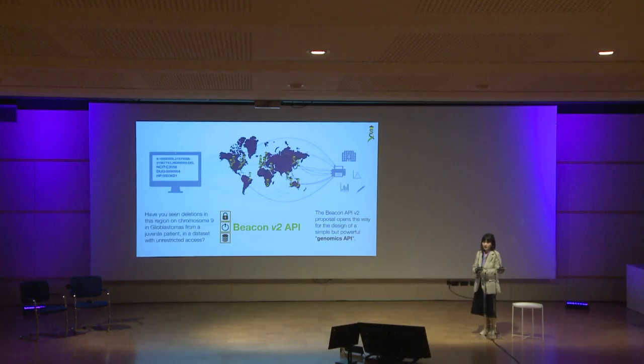So what is Beacon? Beacon was first developed as a simple genomic variant discovery format by GA4GH, and a Beacon can answer a query for a specific genome variant against individual or aggregate genome collections. It can give you an answer of yes or no. And with the development of Beacon, Beacon version 2 allows for more complex queries, and it can support reporting the results in the Beacon version 2 default model.